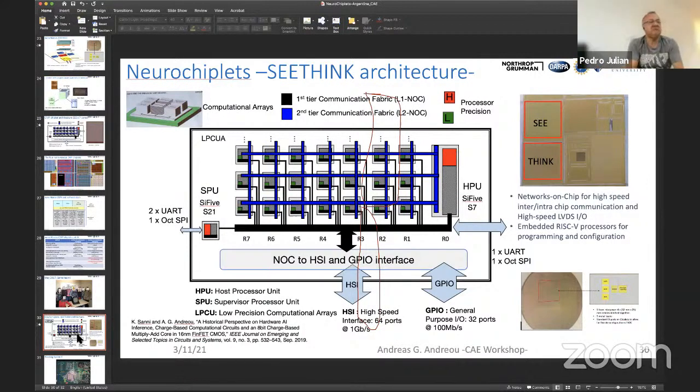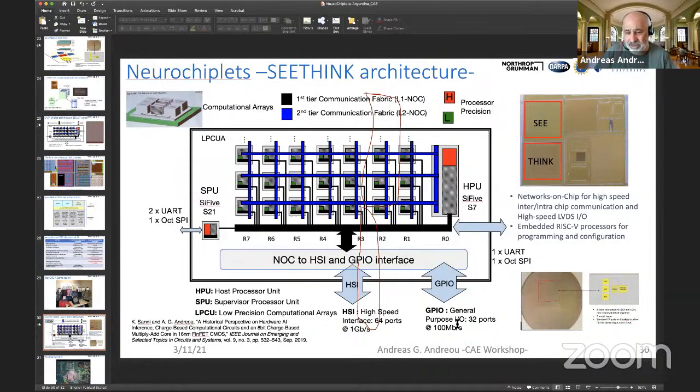Wow. Not just code. I should point out a little bit what is involved here. The system has 3 interfaces. It has an SPI and a UART. It has a general purpose IO, 32 ports at 100 megahertz, and it has a high-speed interface, 64 at 1 gigabit per second.